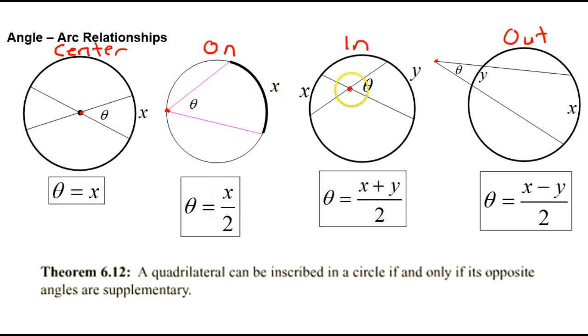If the vertex is inside the circle, then we have two arcs, and it's arc plus arc divided by 2. If the vertex is outside the circle, the angle is arc minus arc divided by 2. And it's got to be the big arc minus the small arc.